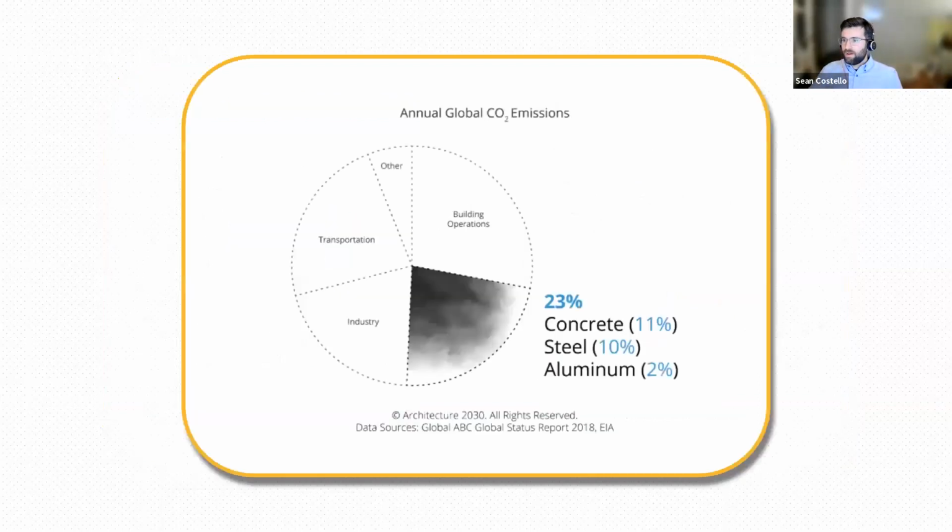When you think about what is captured within a building, concrete, steel, and aluminum are probably the worst contributors, concrete probably being the worst overall, making up almost a quarter of CO2 emissions within the building industry. So it's definitely a hot topic, something we need to think about when designing for the future.